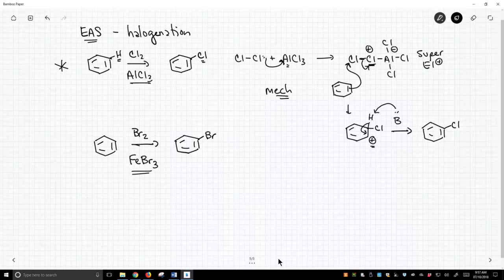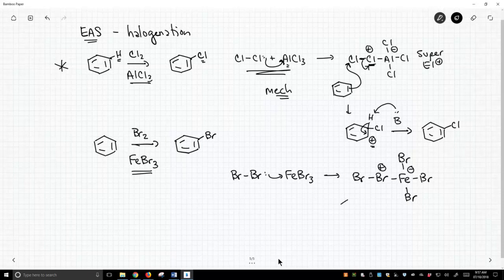Now, the active electrophile is a little bit different, but it's the exact same process. We have Br2. Br2 reacts with iron tribromide. Looks a whole lot like this did. And we form another super electrophile. Positive charge, negative charge, and this now is what the benzene reacts with in the bromination. So here's our super electrophile.